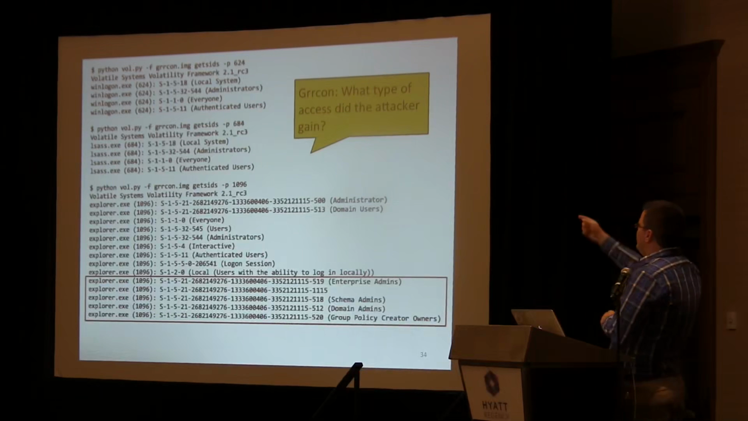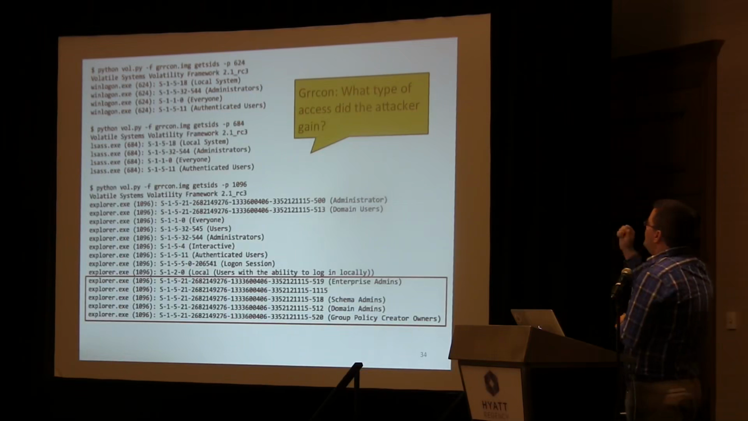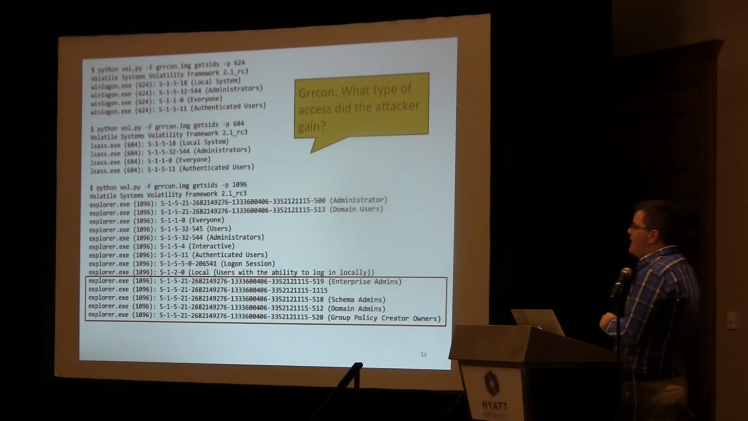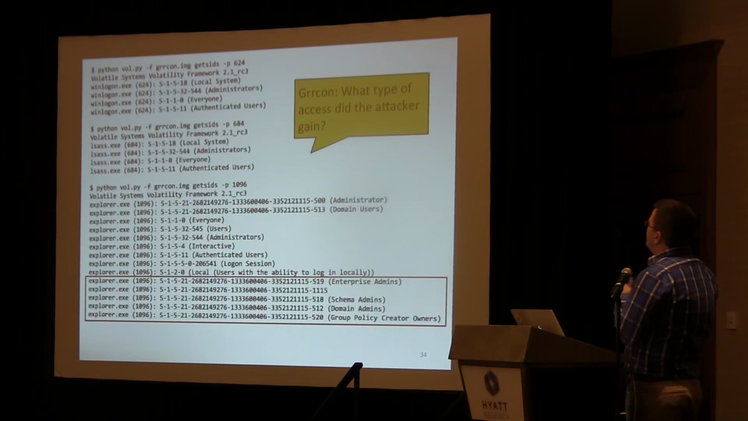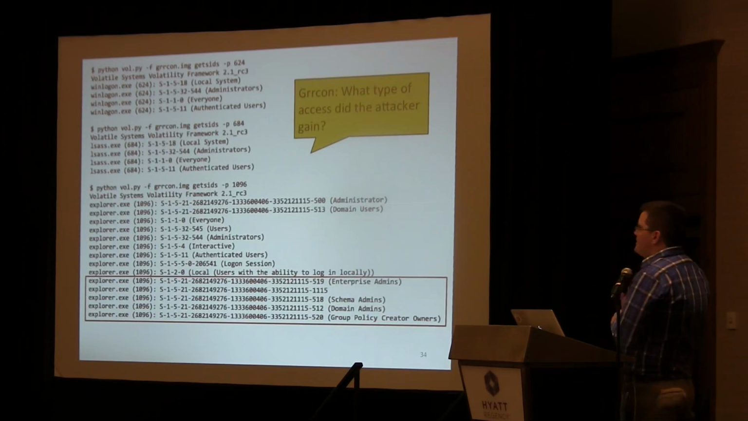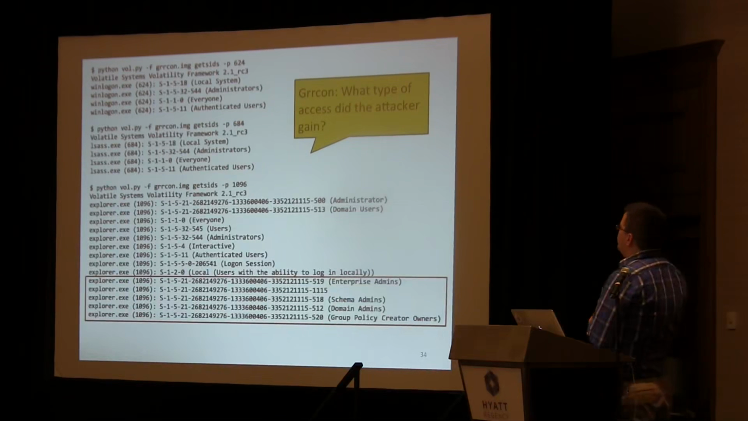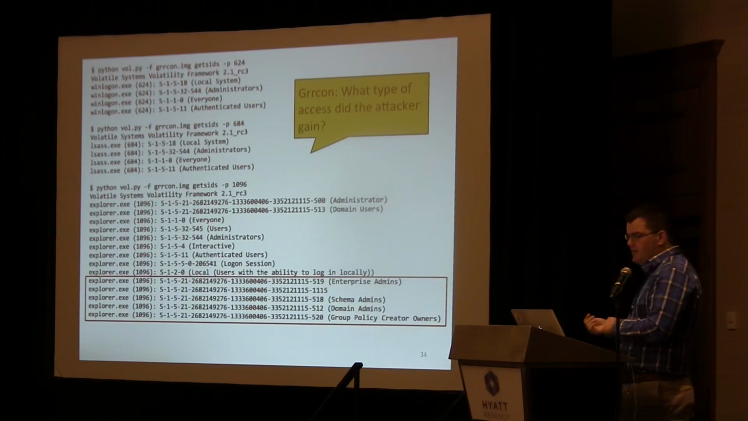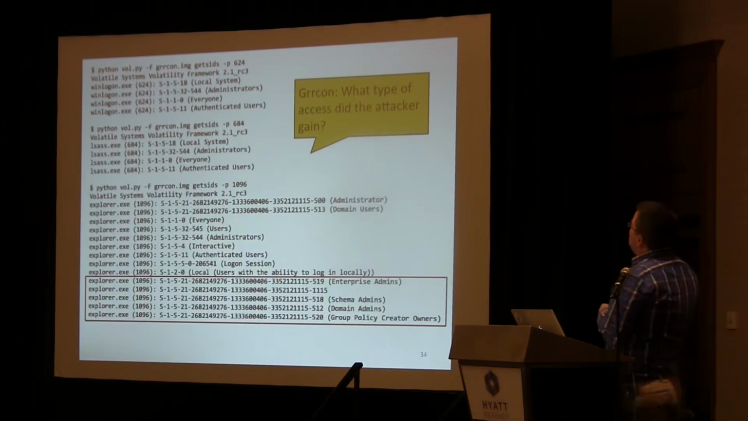If you run getsids on logon, you can see that it's local system, administrators, everyone, authenticated users. That's pretty common. We then run it on LSASS and you see the same four permissions. Pretty common. On the other hand, when we were doing the analysis, we saw that explorer.exe had code injected into it. So we run getsids on that one, and you can see at the bottom in red that explorer.exe is running as enterprise admin, domain admin, group policy creator owners.